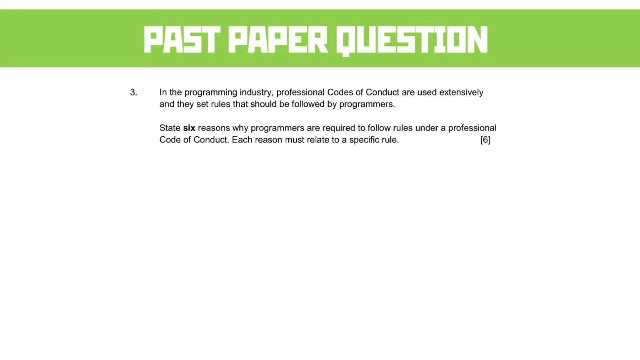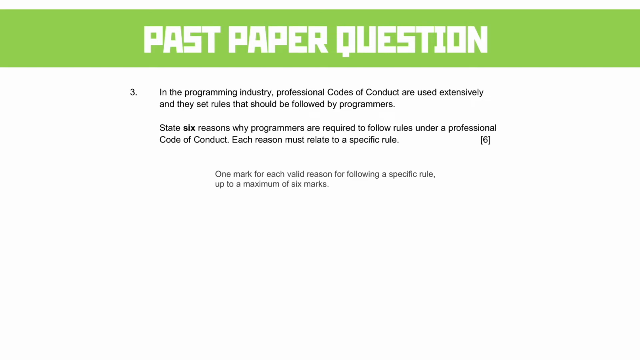So, in the programming industry, professional codes of conduct are used extensively, and they set rules that should be followed by programmers. State 6 reasons why programmers are required to follow rules under a professional code of conduct. Each reason must relate to a specific rule. So some of this will overlap with the previous question, but in each case we're explaining why that's important. So again, be prepared, long mark scheme this one.